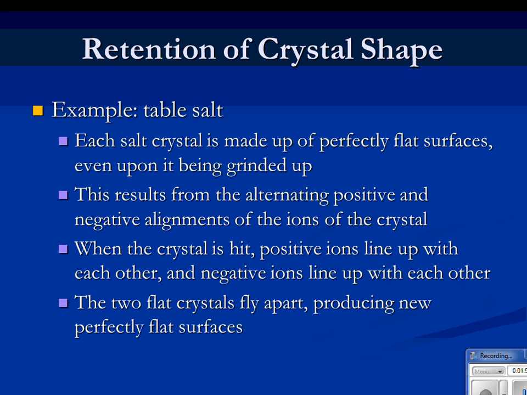Each salt crystal is made up of relatively flat surfaces, even upon being ground up. So you can grind it up as much as you want, and it's still going to look like a crystal under a microscope. This results from the alternating positive and negative alignments of the ions of the crystal. When the crystal is hit, positive ions line up with each other and negative ions line up with each other, and the two flat crystals fly apart, producing new, perfectly flat surfaces.